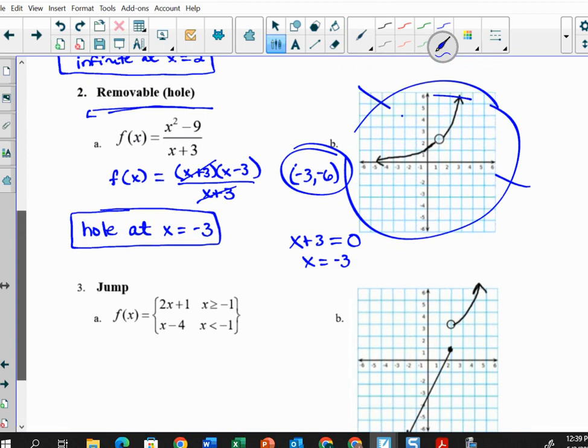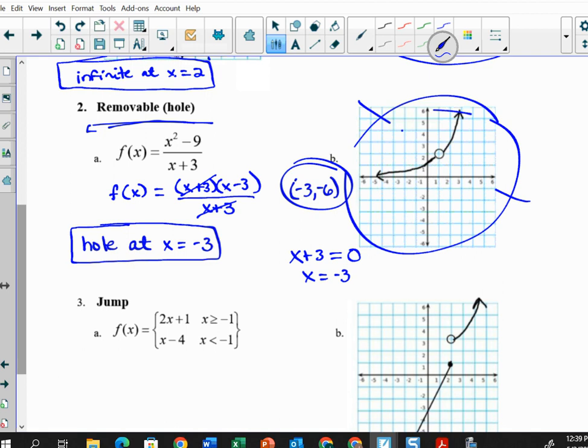Wait, actually. Yeah. So you get f of x equals x minus 3. And then how does that become... What did you cancel out? What factor did you cancel out? x plus 3? And what makes that 0?